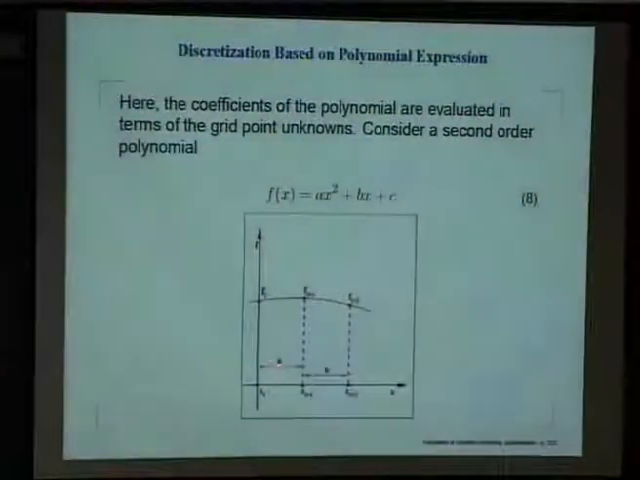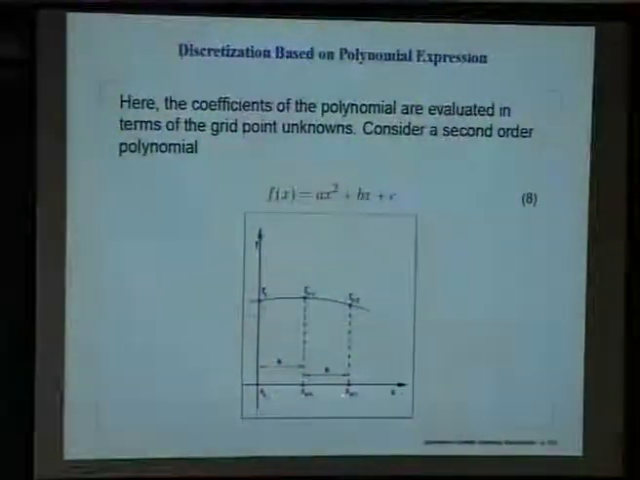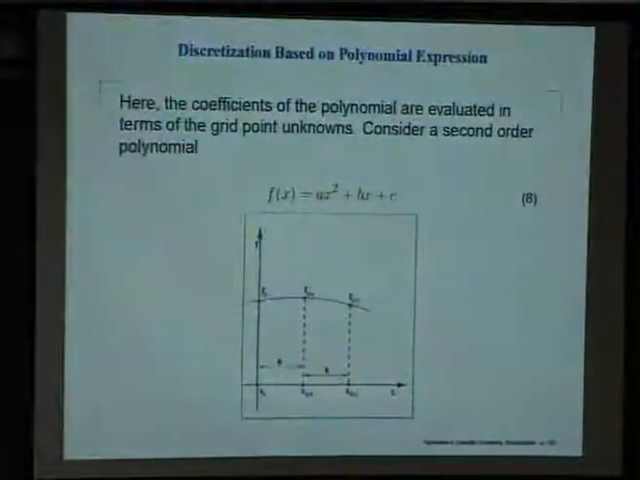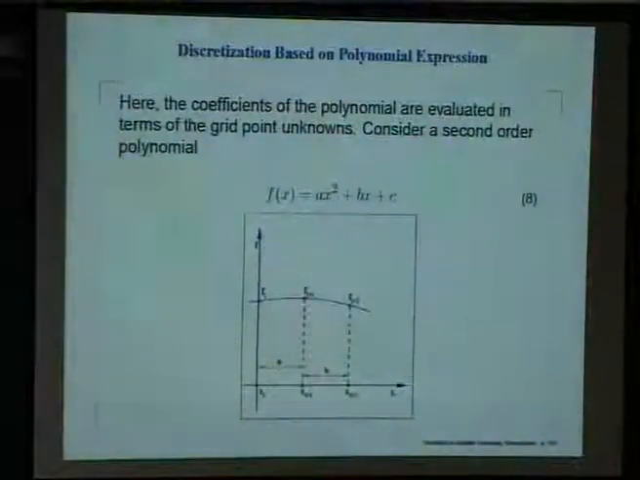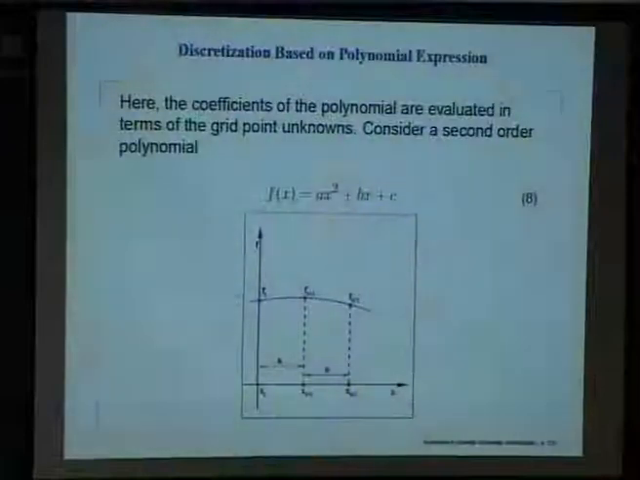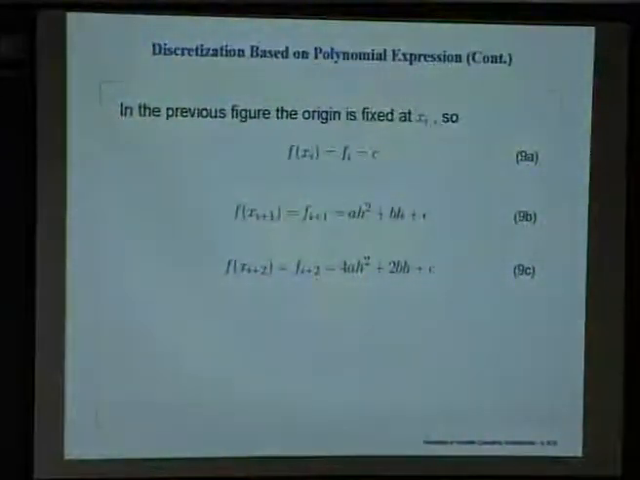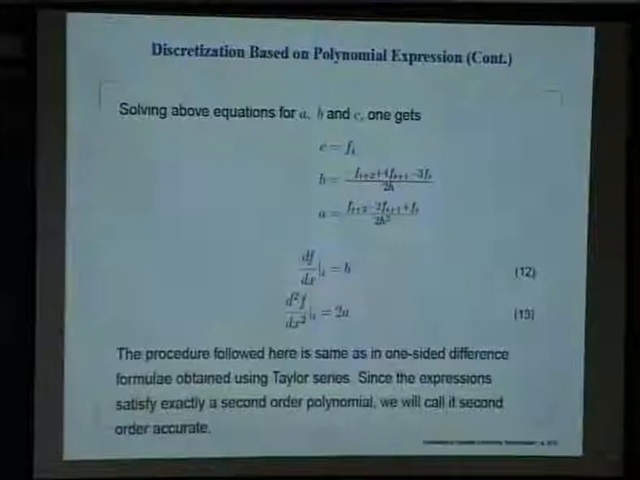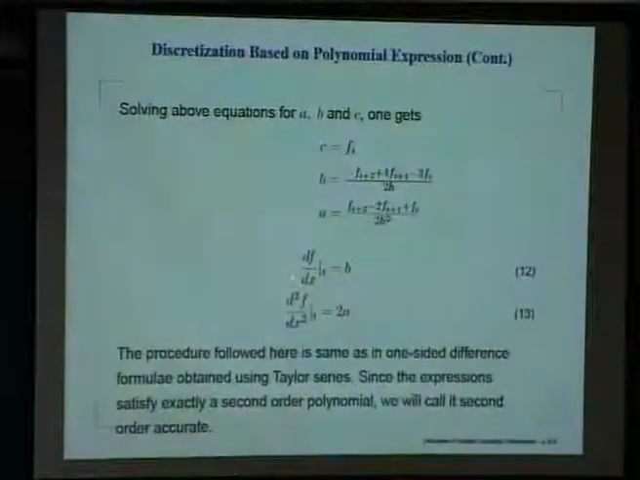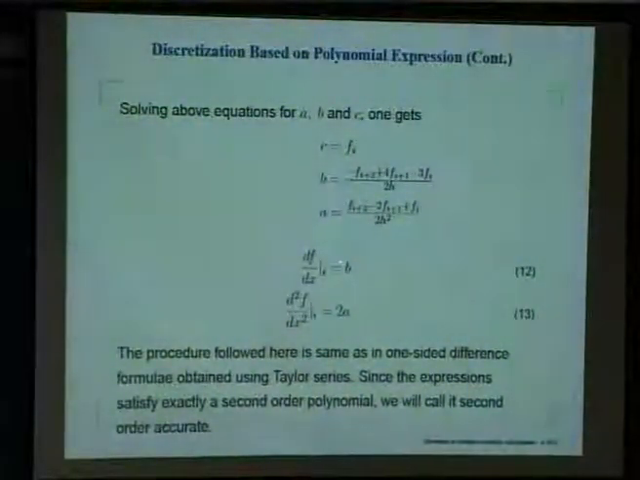So, if these points are spaced at a distance h, x i plus 1 is at h and this is at 2h. Basically, I will successively plug in: f of x i corresponds to x equal to 0, f of x i plus 1 corresponds to x equal to h, and f of x i plus 2 corresponds to x equal to 2h. We did that and we got these 3 equations, we solved them and we got these 3 values. Once you have that polynomial expansion, you could calculate the derivatives.